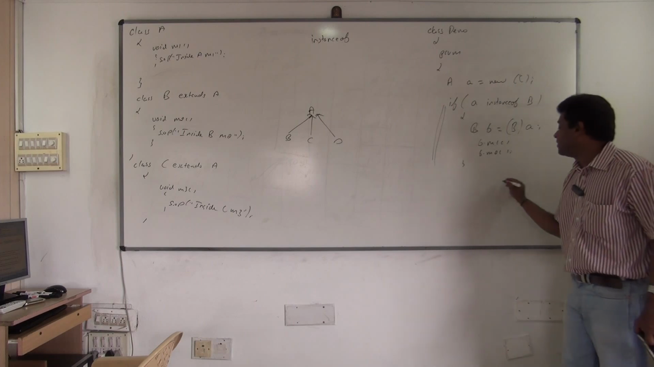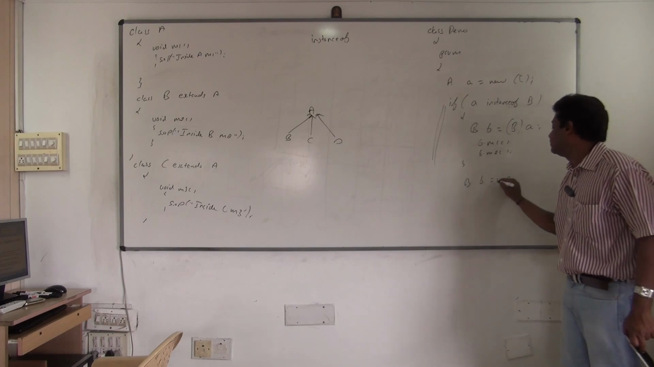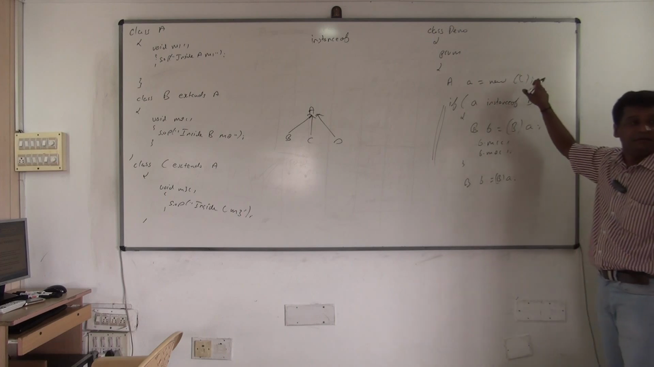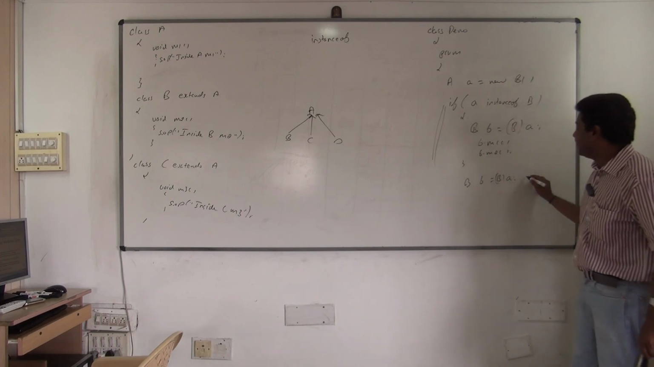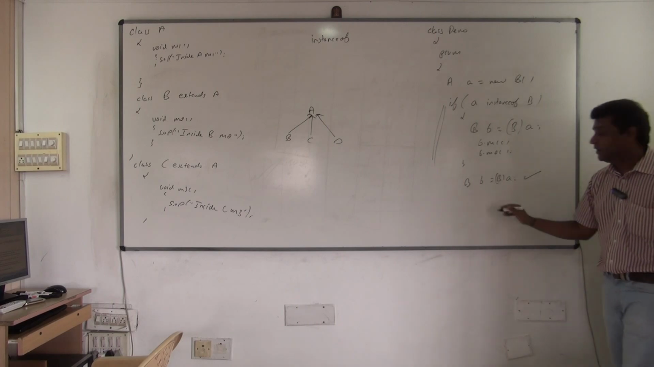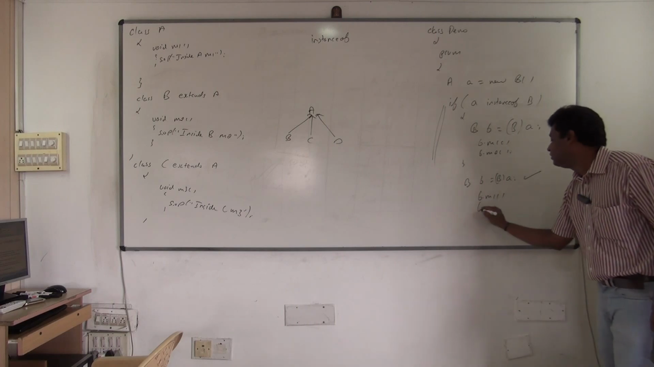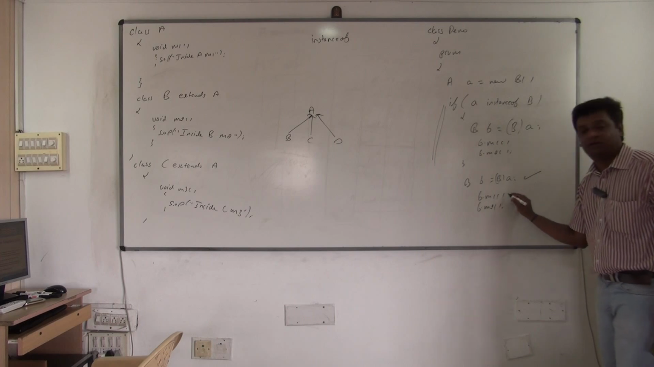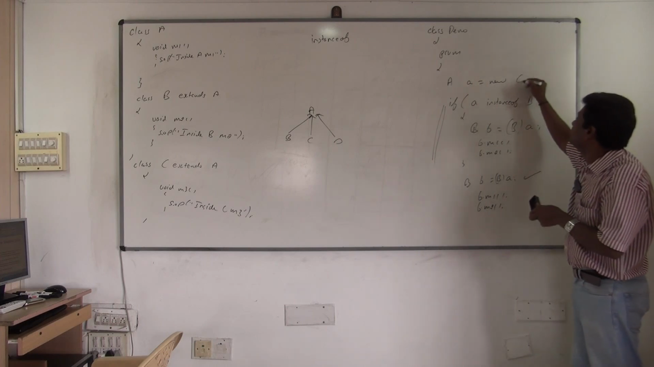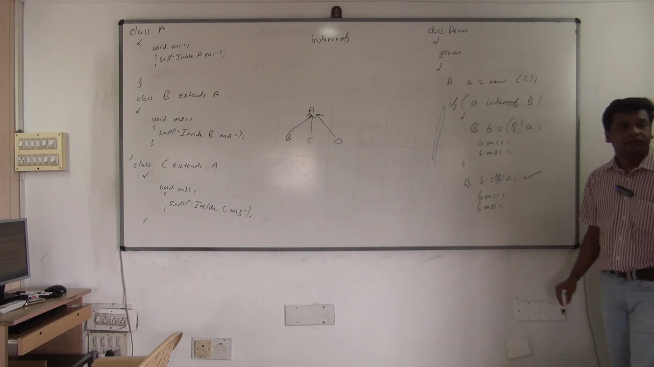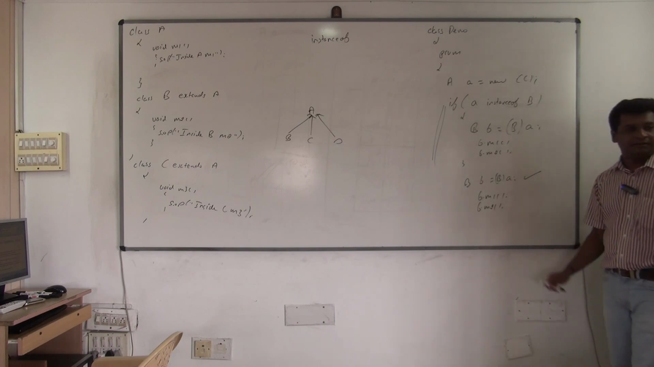But blindly if I had typecasted A to B, what would have happened? Look at this code. A is equal to new B. Directly if I typecast it, it will work, and I can call B dot M1 also, B dot M2 also. But by chance if I change this to C, this code will go wrong.